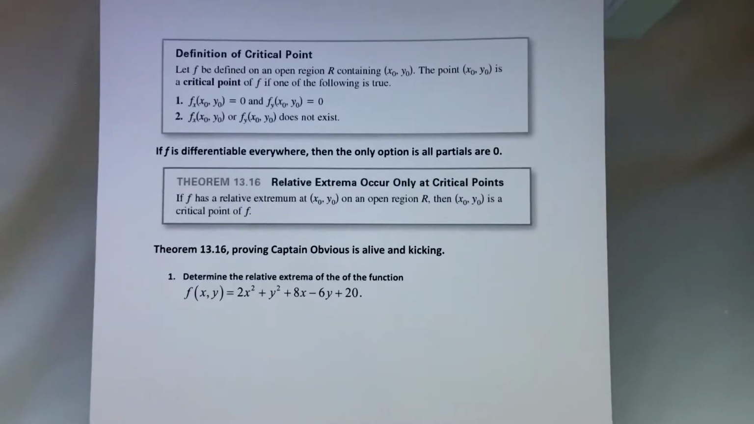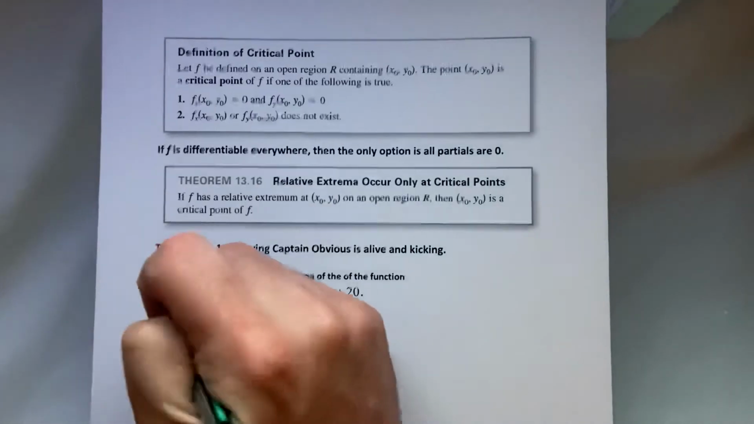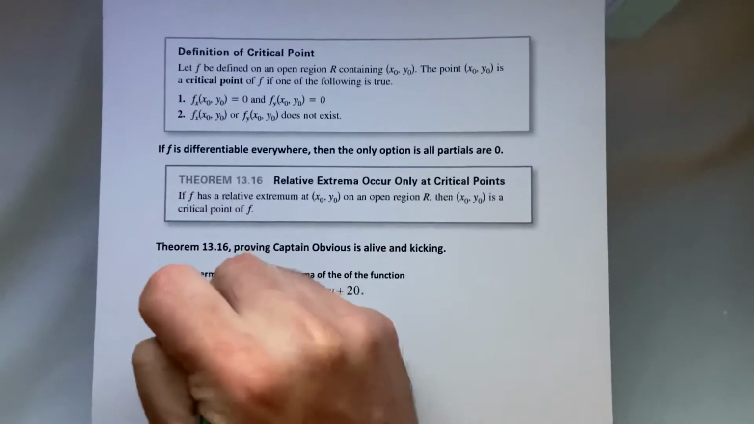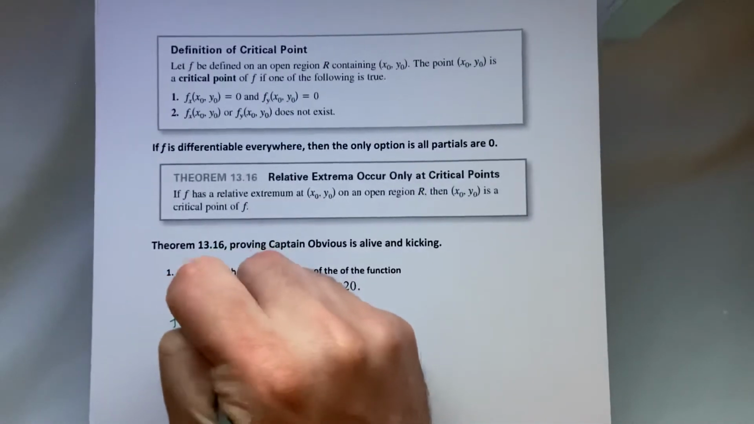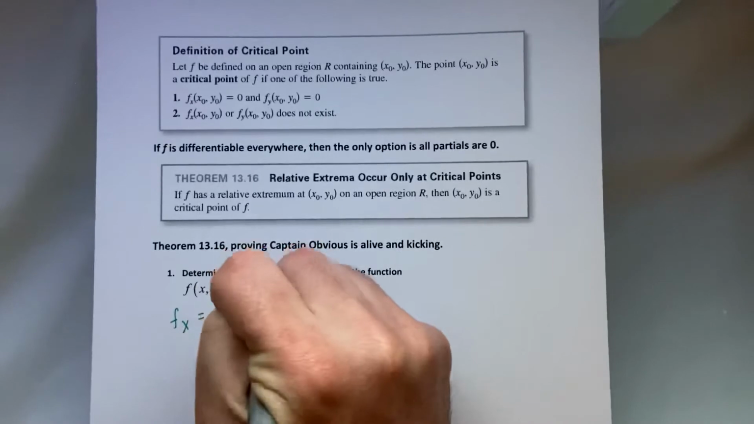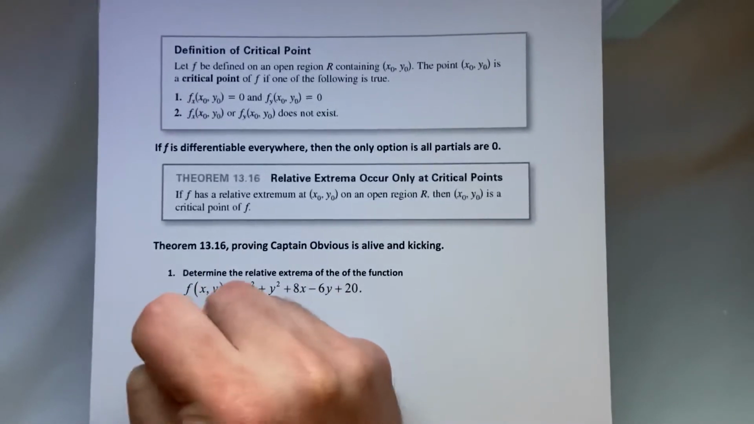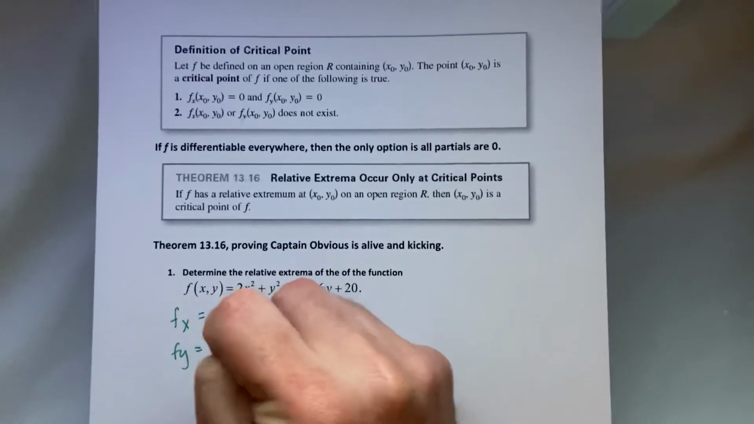Yes, I would say theorem 13.6 is kind of obvious, but that's okay. Determine the relative extrema of the function f of x, y equals 2x squared plus y squared plus 8x minus 6y plus 20. So we need the partial derivatives to both be equal to 0, so we need to find the partial derivatives. The partial derivative with respect to x is 4x plus 8. The partial derivative with respect to y is 2y minus 6.